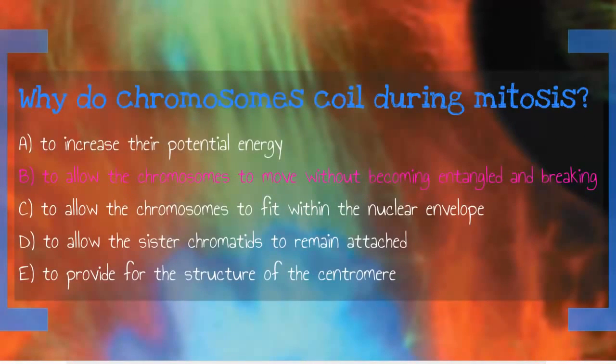Good job! Chromosomes have to coil so that they don't become entangled while moving apart to the opposite poles. Think of it as if you had 46 balls of yarn that were totally undone, and tried pulling apart all 46 of those without making a giant mess or breaking some strands.